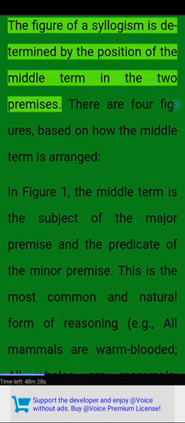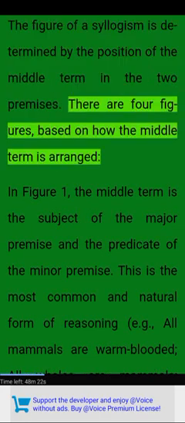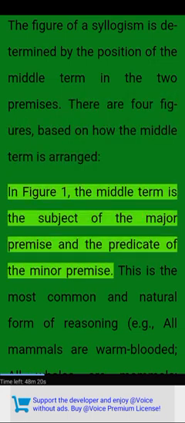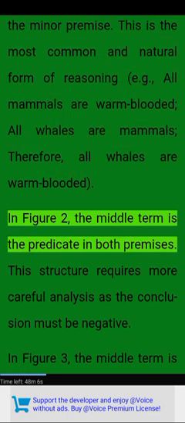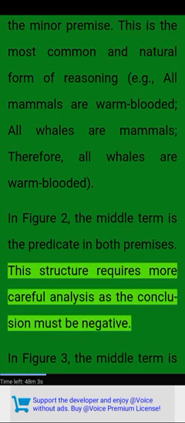The figure of a syllogism is determined by the position of the middle term in the 2 premises. There are 4 figures, based on how the middle term is arranged. In figure 1, the middle term is the subject of the major premise and the predicate of the minor premise. This is the most common and natural form of reasoning, e.g., all mammals are warm-blooded, all whales are mammals, therefore, all whales are warm-blooded. In figure 2, the middle term is the predicate in both premises. This structure requires more careful analysis as the conclusion must be negative.